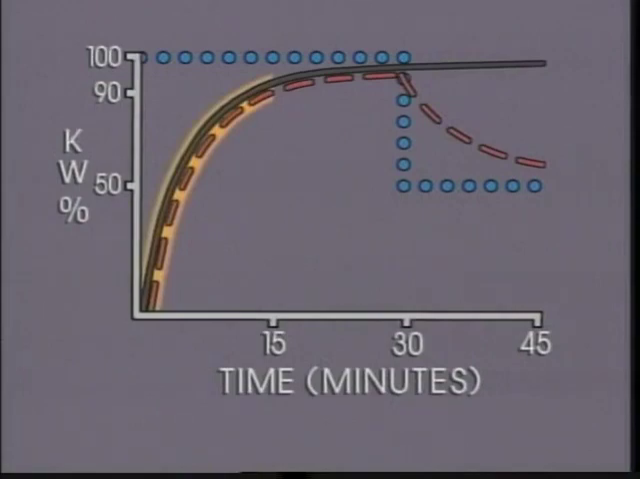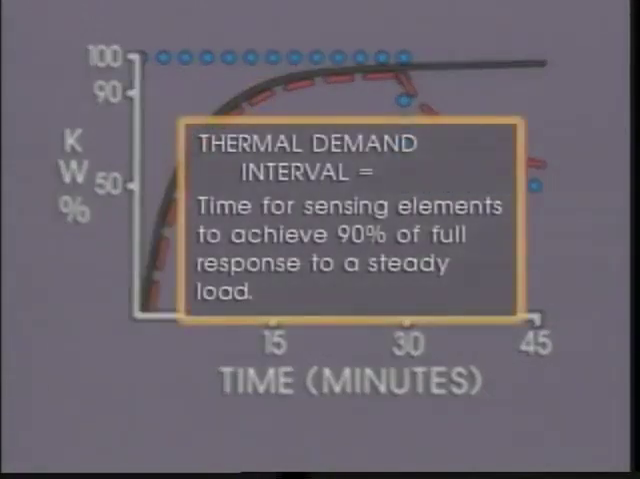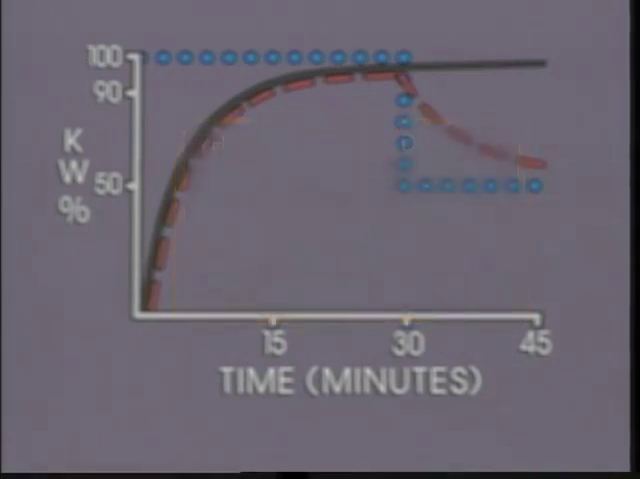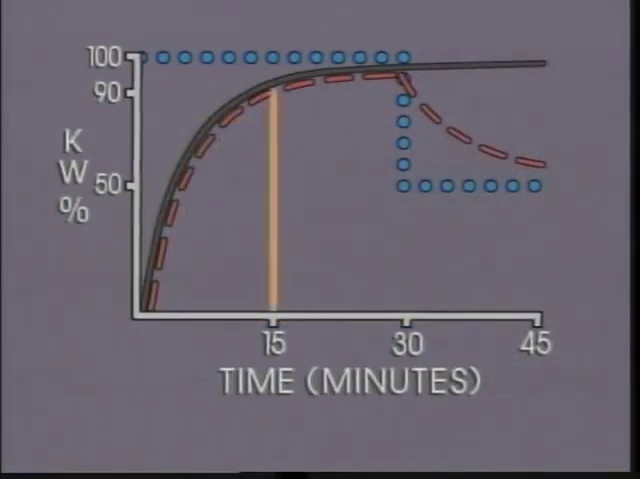Notice that the thermal response to a steady load is fairly quick at first. By industry definition, a thermal demand register indicates 90% of a fixed load in 15 minutes. The demand interval for a thermal demand register is defined as the time needed for the temperature sensing elements to achieve 90% of full response when a steady load is applied. So a typical demand interval for a thermal meter is 15 minutes.